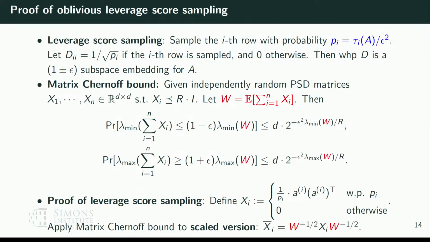Now when we're proving the leverage score sampling lemma, we will define the independent random matrices as the rank 1 matrix of our row. So depending on whether you sample a row or not, yeah.